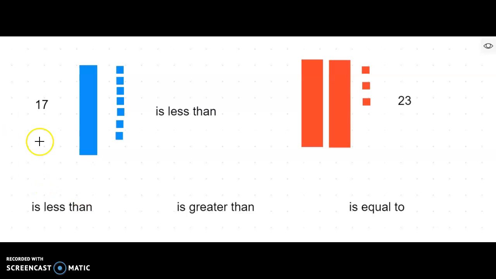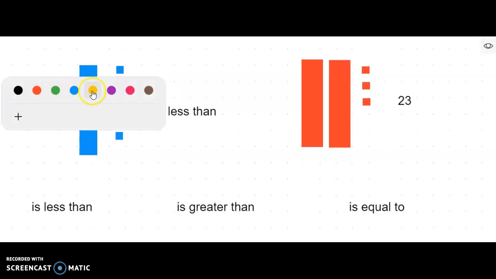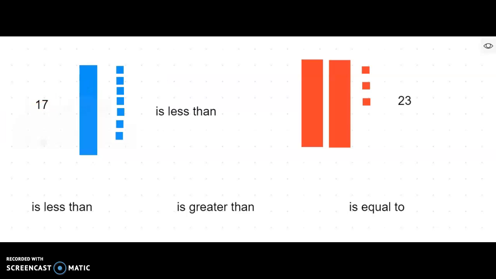But here's where I want to ask you something. Is there another way I can show a comparison besides words? Is there another way I can do this? What are those called again? Symbols. That's right. I can use symbols to show a comparison instead of words. So if I don't feel like writing all those words down, I can just do a symbol.